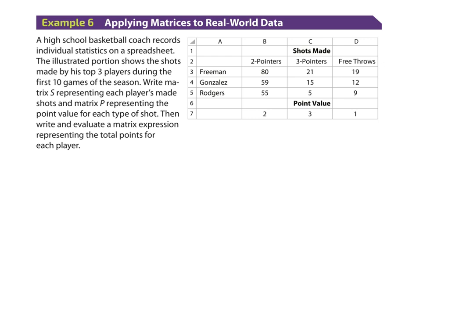So basically we're going to take this first part right here and make a matrix with these 3 players. If I write a matrix for the players and the number of shots they made, it doesn't matter what you label it, but they told me, so I'm going to label it exactly how they have it. 2 pointers, that was 80, 59, and 55. 3 pointers, that was 21, 15, and 5 for them. And then free throws, that was 19, 12, and 9.